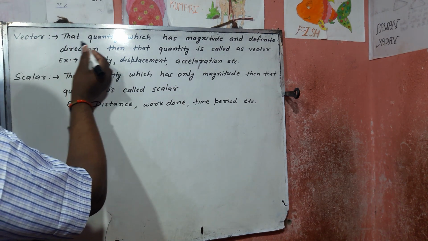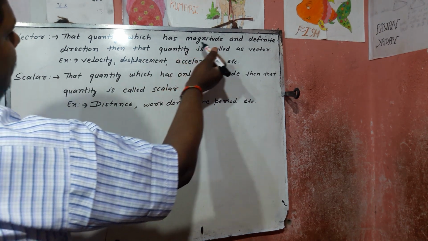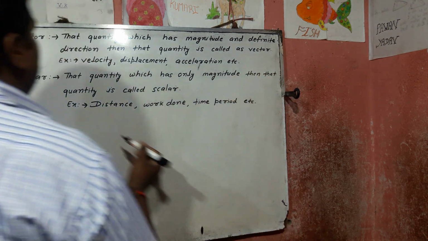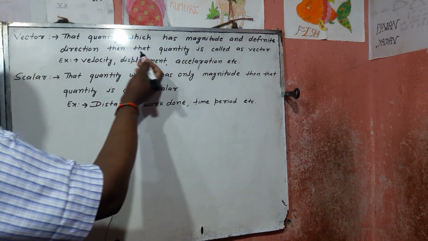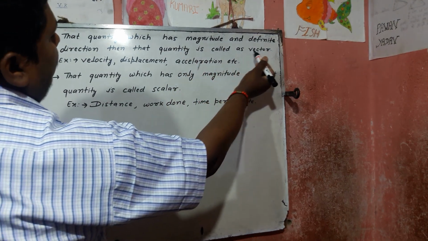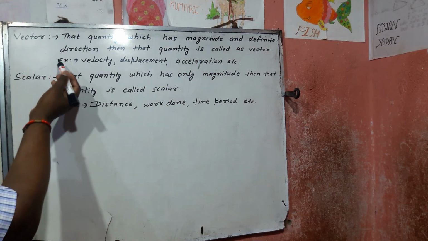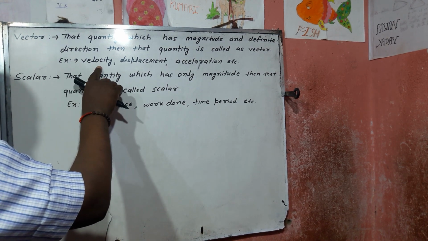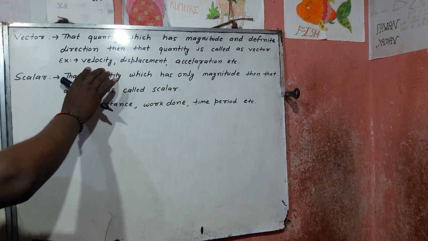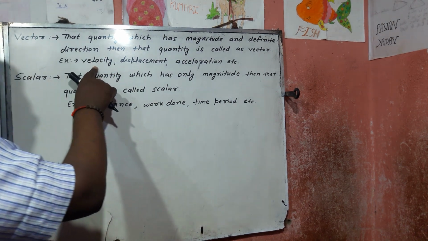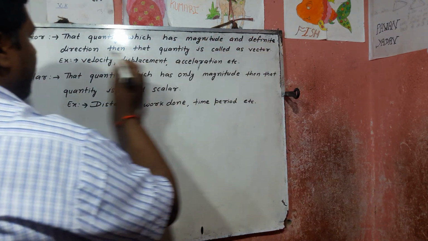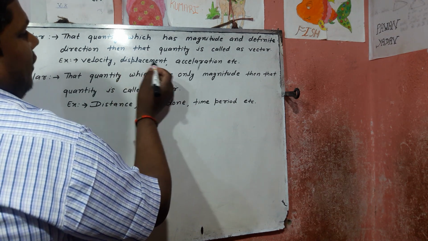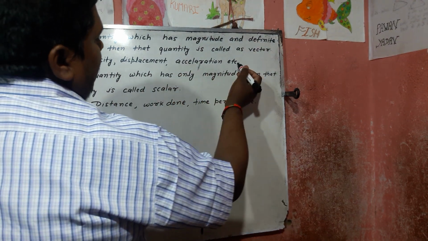A vector is that quantity which has magnitude and definite direction. For example, velocity. Velocity has magnitude and also definite direction. Other examples are displacement, acceleration, etc.